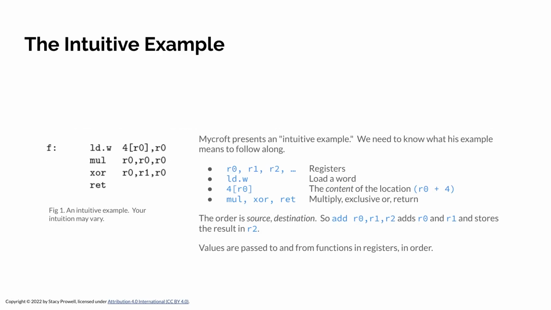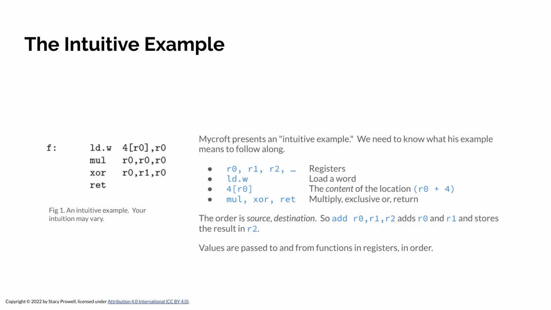So there we go. Mycroft presents an intuitive example of doing his type-based decompilation. His intuitive example is those little 4 instructions over on the left-hand side. That's written in Mycroft's register transfer language, so we need to think about that a little bit. R represents a register, so R0, R1, R2, and so on, are the registers. Load W loads a word. And the order of operands is the opposite of what we've been looking at so far. It's source, destination.